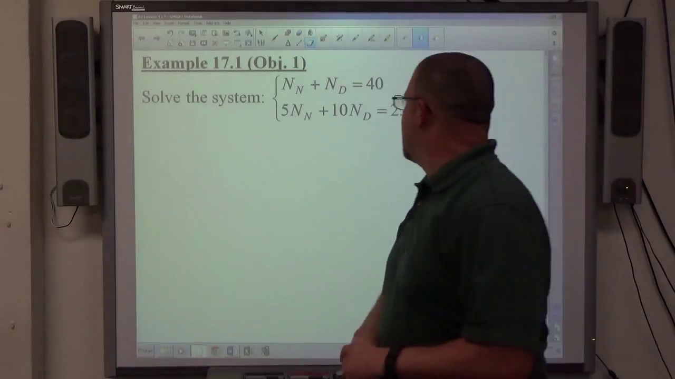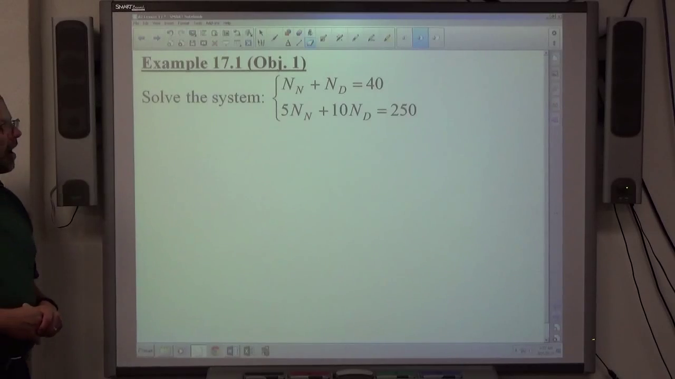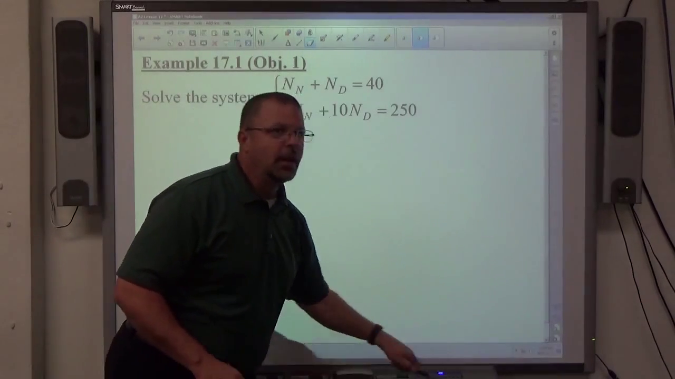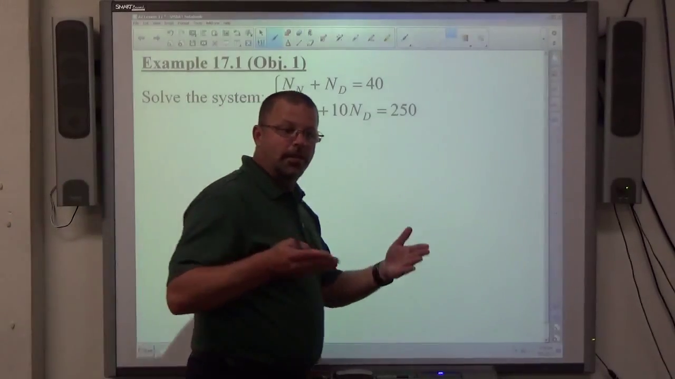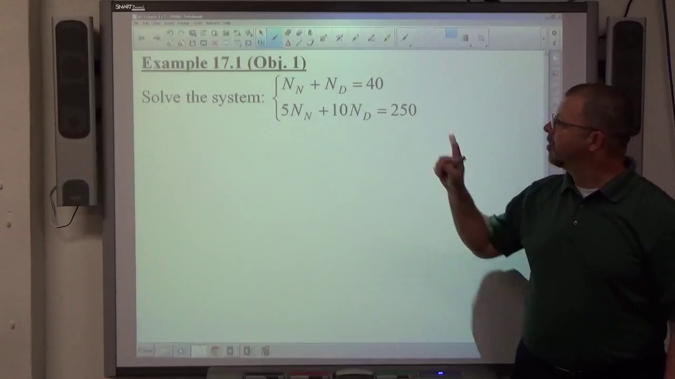Number 1, solve the system: n sub n plus n sub d equals 40, and 5n sub n plus 10n sub d equals 250. Just to give you a heads up, we were in Algebra 1 last year. We saw these types of systems.